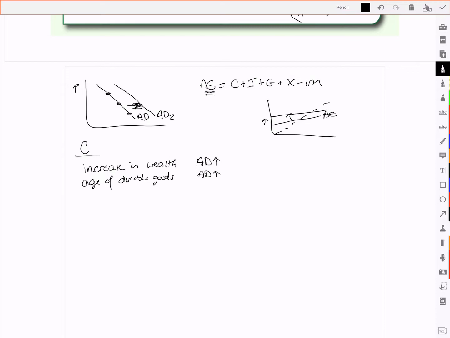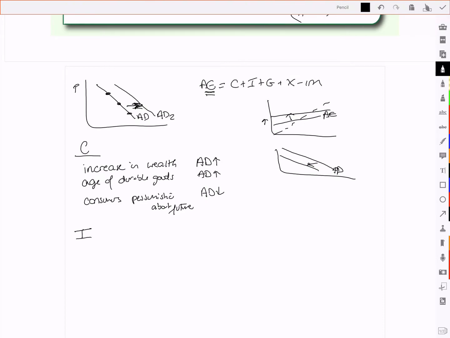All right, what if consumers become pessimistic about the future? So if consumers think that their future income is going to fall, they're worried about jobs, they think the economy is going into a recession, what does that do to their demand for goods and services? Well, it makes aggregate demand decrease. And a decrease in aggregate demand is a shift to the left. Okay. So those are things that change consumption spending.